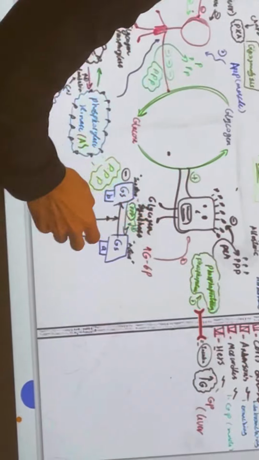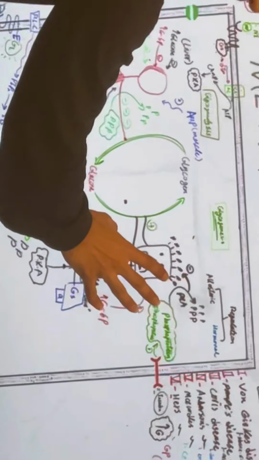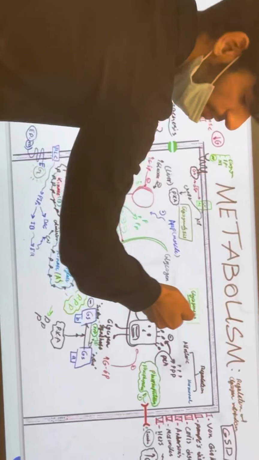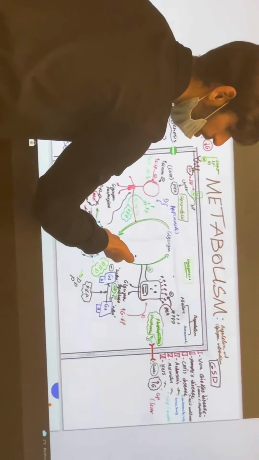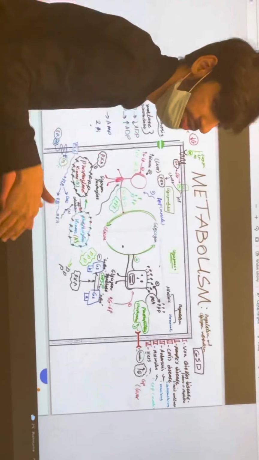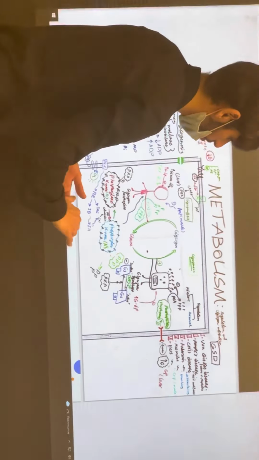But when this protein kinase A phosphorylates the glycogen synthase, it is inhibited, and the process of glycogenesis, which is converting glucose 6-phosphate to glycogen, doesn't take place. So that is good, right?